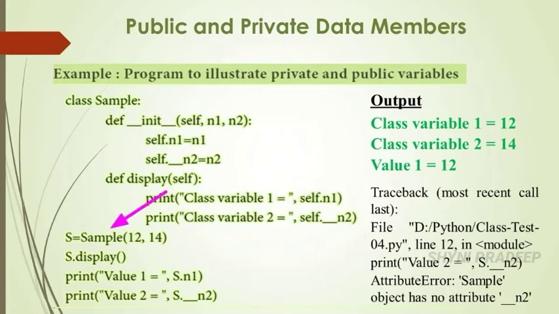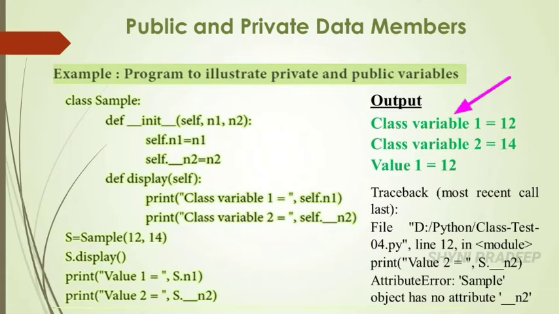So the object is created with two values. Object s is equal to the class name, Sample. Two values of n1, n2 variables are 12, 14. n1 is equal to 12, n2 is equal to 14. And next s.display(). Display is the function name, so you are calling that function. See the next line. Print value 1 is equal to s.n1. Print value 2 is equal to s.__n2.